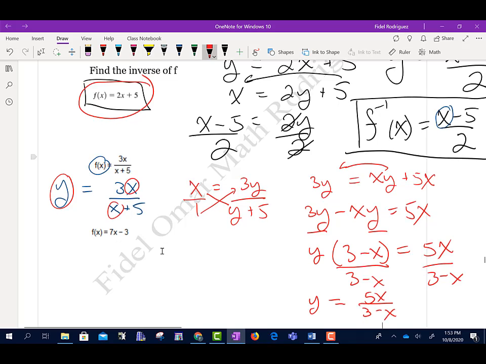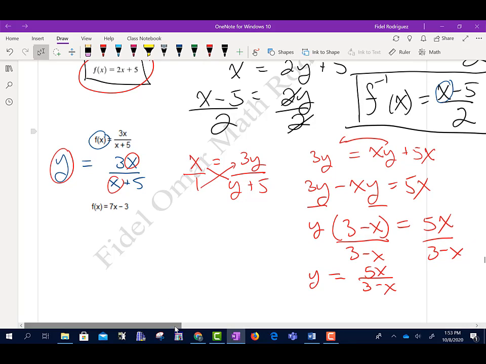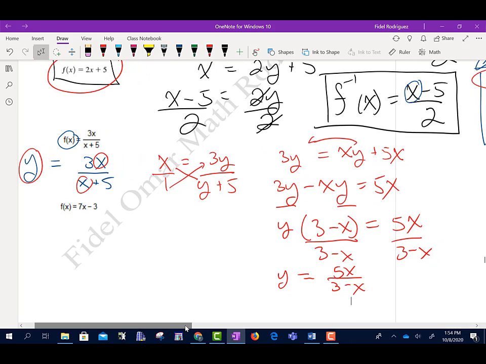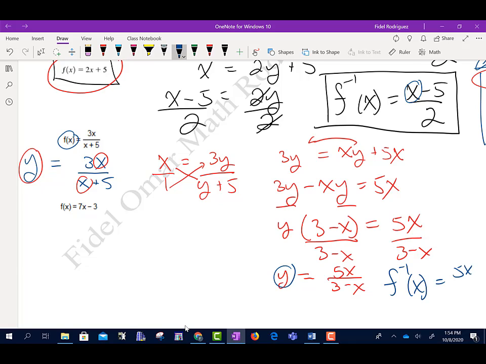And then the last thing I'm going to do, kind of running out of room, so I'm going to do it right here, is instead of me writing y, we're going to write f inverse of x is equal to 5x over (3 minus x). And here is my inverse function. Okay.